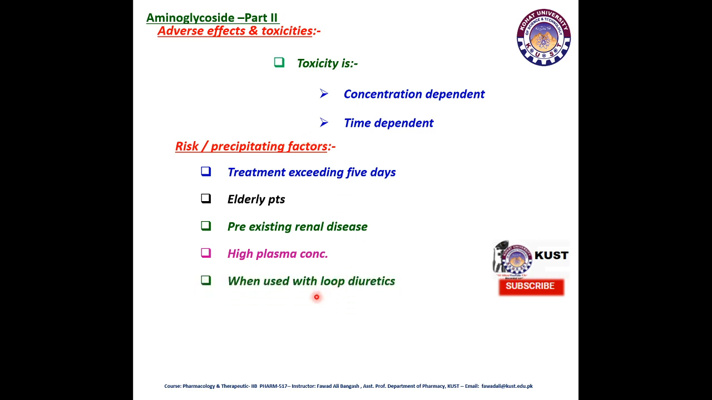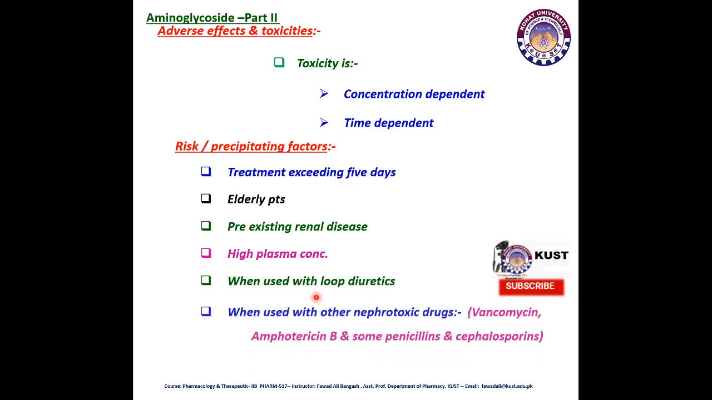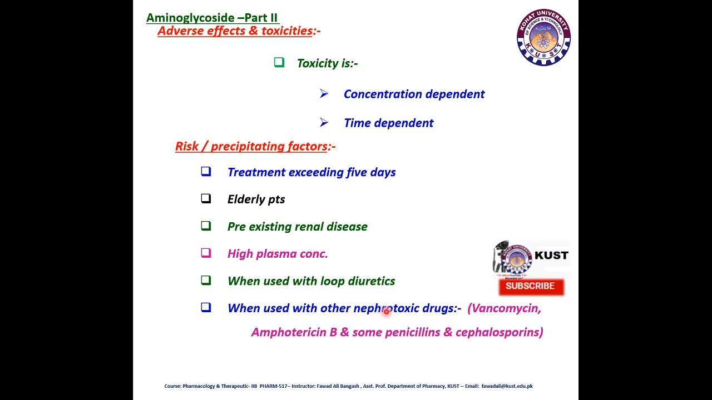when used with loop diuretics, because it causes ototoxicity and loop diuretics also cause ototoxicity. When used with other nephrotoxic drugs, because it causes nephrotoxicity. So when using with other nephrotoxic drugs like vancomycin, amphotericin B, and some other penicillins and cephalosporins, etc.